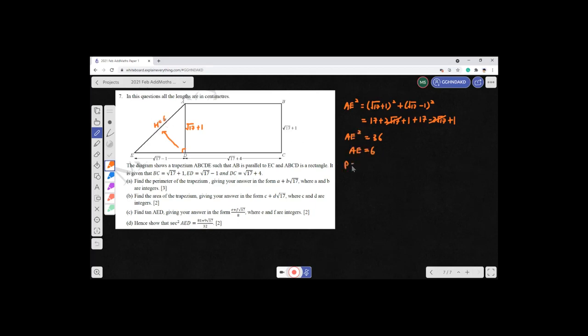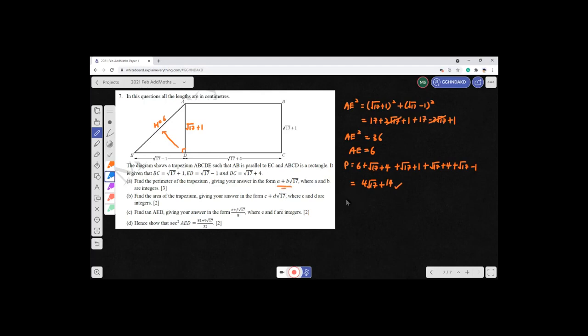So to find the perimeter, it will be easy already. So 6 plus the top, which is AB, root 17 plus 4, plus the height root 17 plus 1, plus root 17 plus 4, plus root 17 minus 1, the bottom two. So in total, how many root 17 do I have? 1, 2, 3, 4. 4 root 17. The rest is numbers: 6 plus 4 is 10, plus 1 is 11, plus 4 is 15, minus 1 is 14. So that is the answer in terms of this.